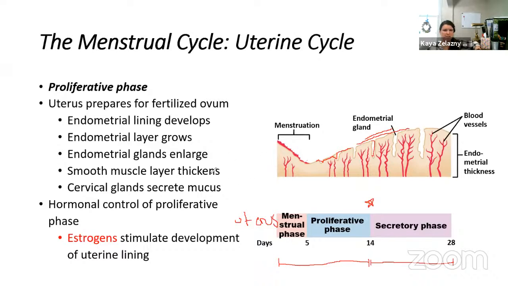This is all being stimulated by estrogens. So the estrogen concentration doesn't completely go to zero at the end of the secretory phase. So we are going to have some estrogens being released by those follicles that are developing in the ovaries.